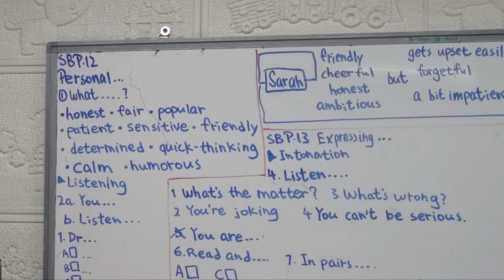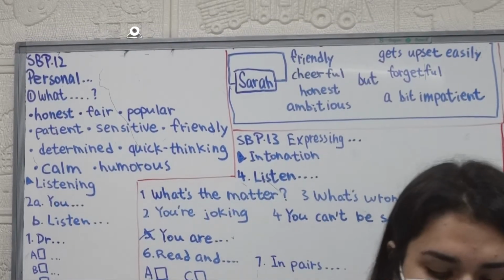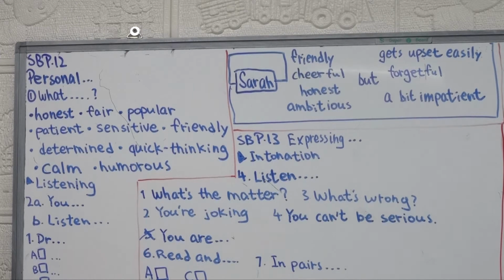Next one, patient. Patient means a person that can wait a lot, alright? That's called patient. Sensitive. So what is sensitive? If a person is sensitive, that person gets upset very easily, gets stressed very easily, okay? Next one, friendly. If you're friendly, you will get along with people easily, willing to be friends, right? Friendly. Next one, determined. So what is determined?